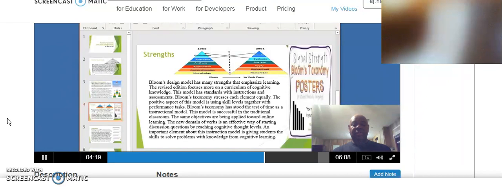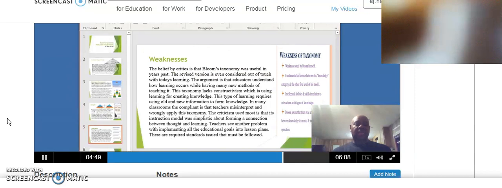Bloom's taxonomy has stood the test of time as an instruction model. This model is successful in the traditional classroom. The same objectives are being applied toward online learning. The new domain of verbs is an active way of starting discussion questions by reaching cognitive thought levels. An important element about this instruction model is giving students the skill to solve problems with knowledge from cognitive learning.